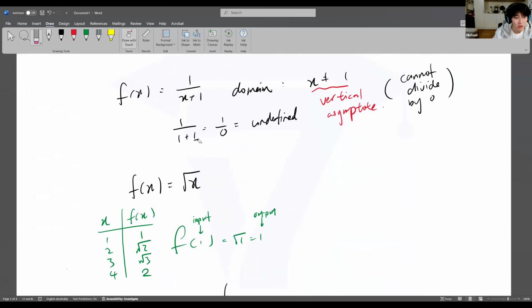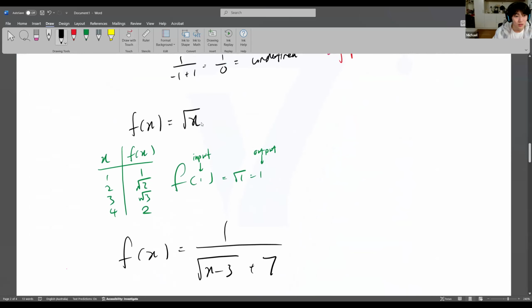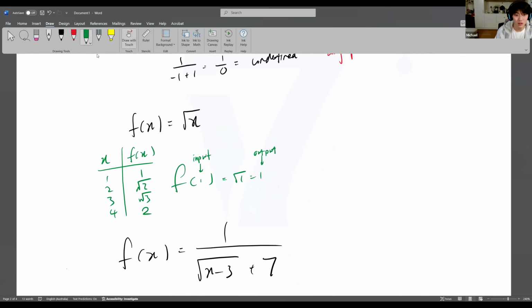Sorry, I'm getting stressed out about this -1. It's supposed to be a negative sign. I think I forgot to move the negative sign. Okay. Yeah. So okay, I should be asking what is f of -1?